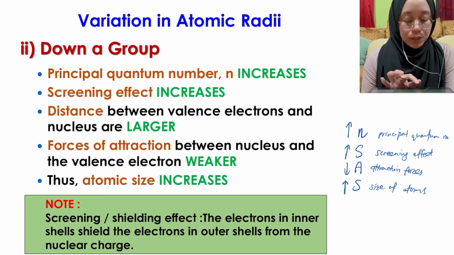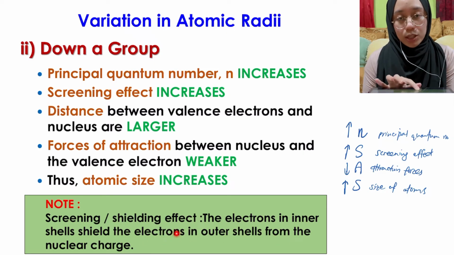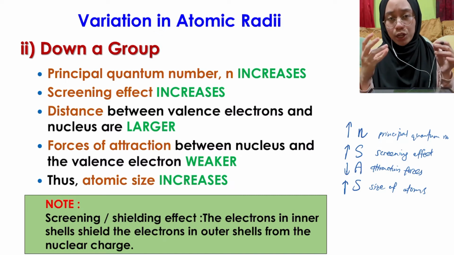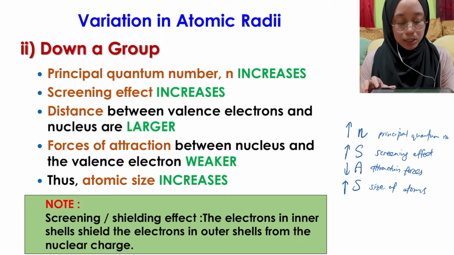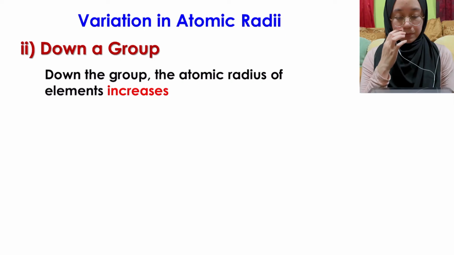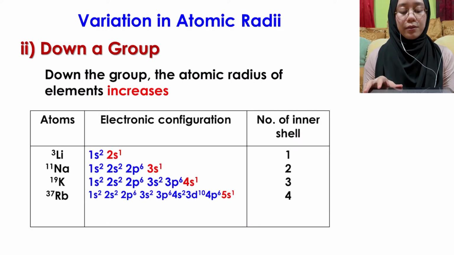Okay, so the screening effect ataupun shielding effect, it is the electrons in inner shell shield the electrons in outer shell from the nuclear charge. Nuclear charge dekat sini is actually the proton in the nucleus. Okay, so that is proton actually nuclear charge tu. Okay, so going down the group, the atomic radius of element increases.